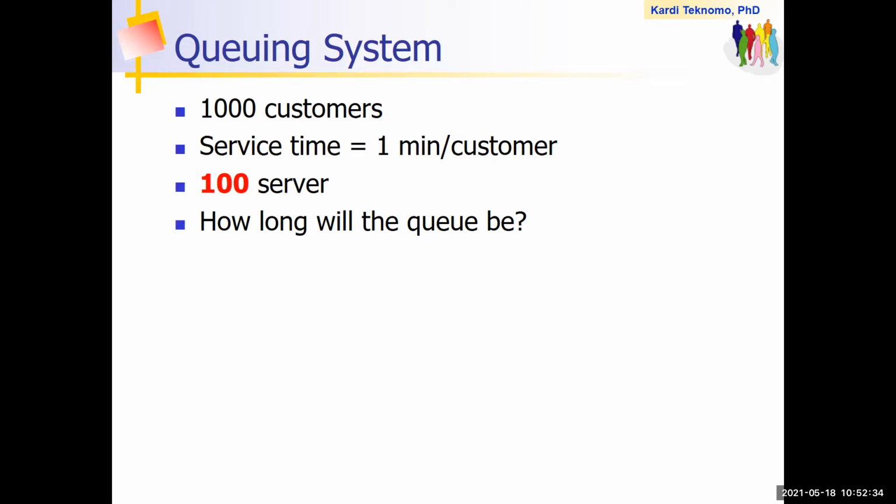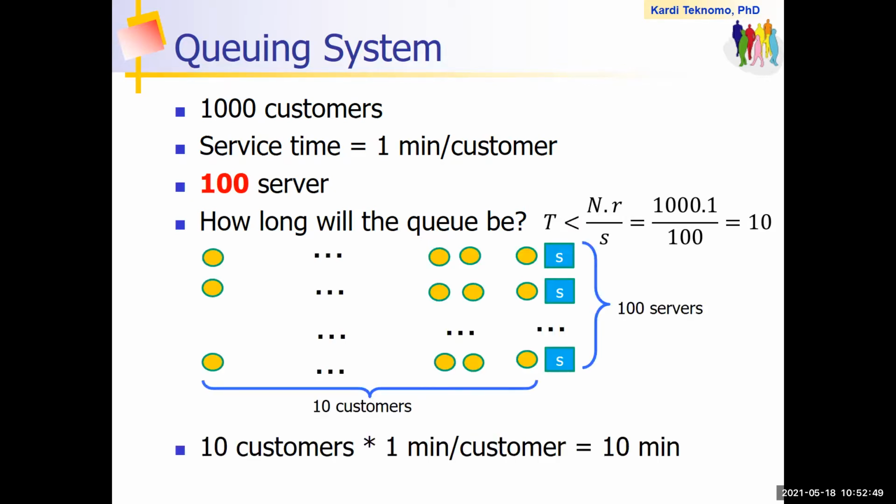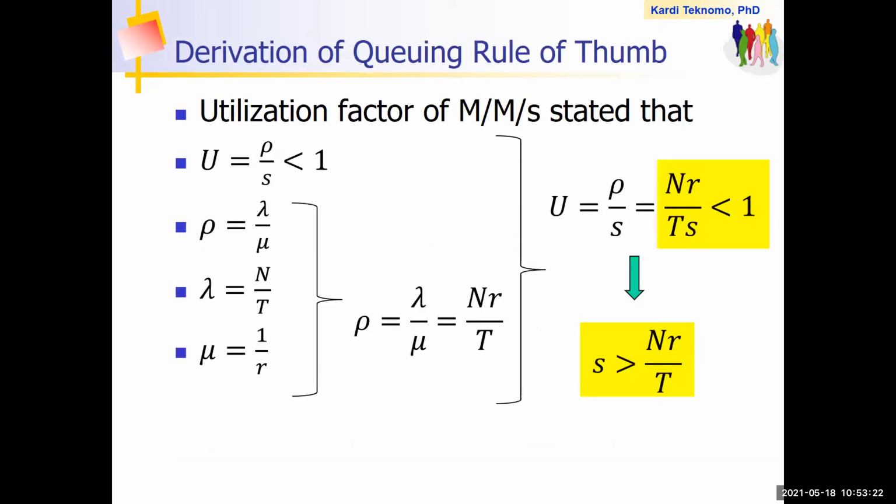10 minutes. How do you get the 10 minutes? 1,000 customers divided by 100 servers, then you divide again by 1 minute per customer. Yes. So the queue length will be 10 customers per server, correct? So 10 customers per server multiplied by 1 minute per customer, then you have 10 minutes. From 16 hours, now if you have 100 servers, it becomes 10 minutes. Imagine from 16 hours it now becomes 10 minutes, but you need 100 servers, right? So this is the derivation of the queuing rule of thumb we discussed last time.